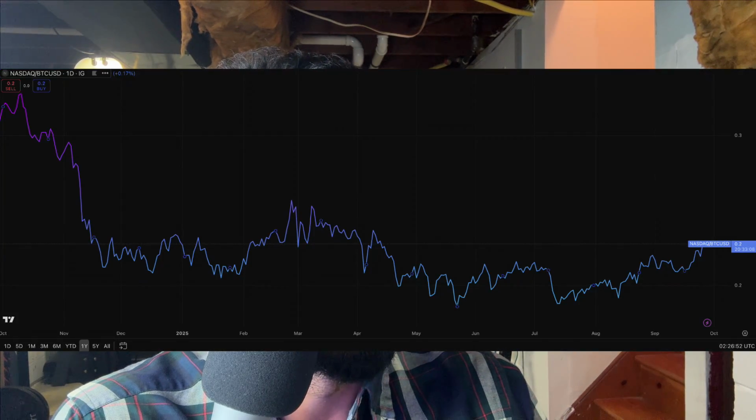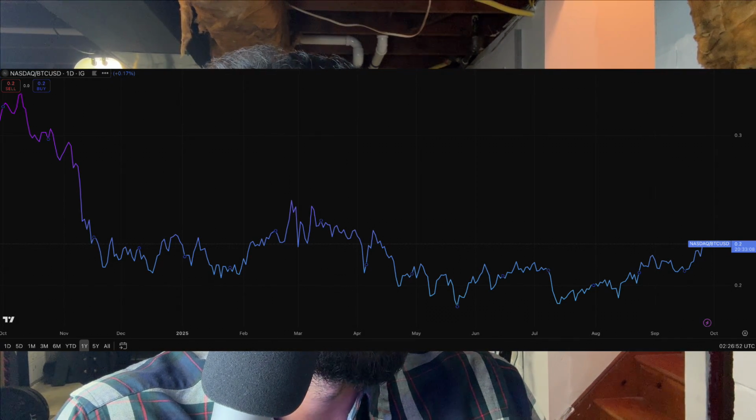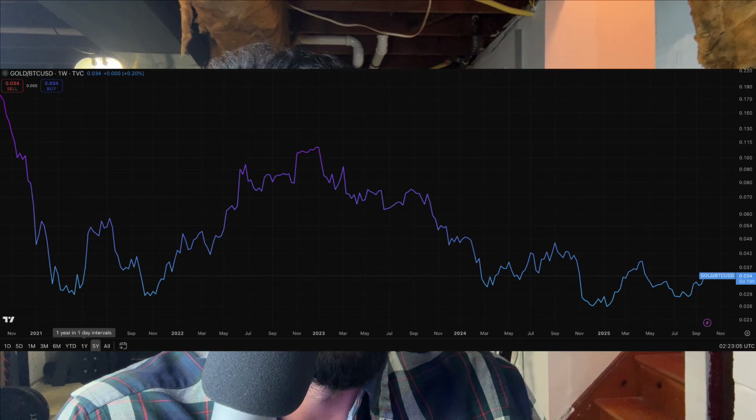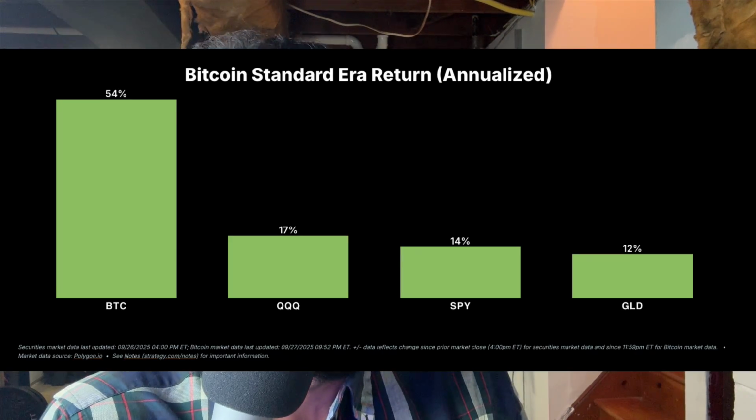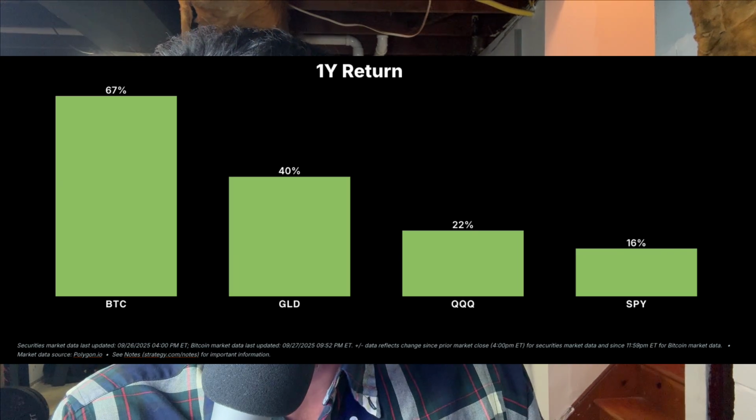Now let's just compare. I know this has been a chart heavy video, but let's just compare all the other assets that we can invest in to Bitcoin. Here is the Nasdaq against Bitcoin, or price in Bitcoin, and you can see it going down. Here is gold against Bitcoin, and you can obviously see it going down. Here's the returns for Bitcoin over the last 5 years, 54%, while QQQ's done 17, SPY's done 14, and gold's done 12. In the last year, gold's done well, 40%. Bitcoin's at 67%, QQQ's at 22, SPY's at 16.